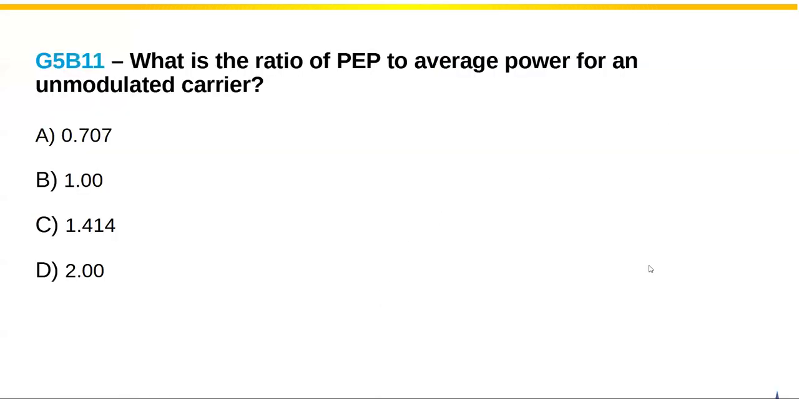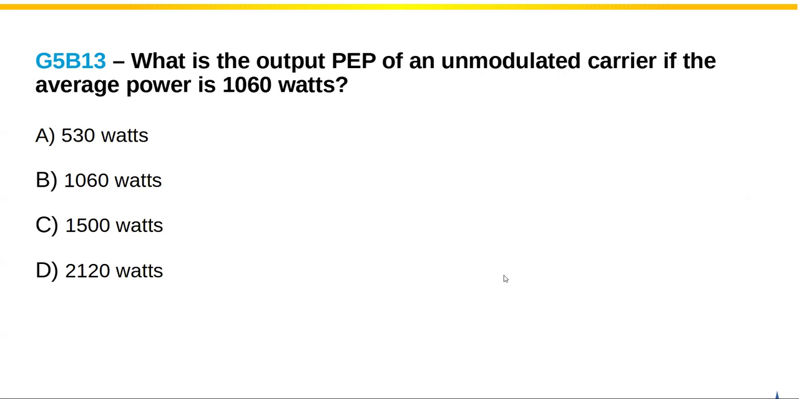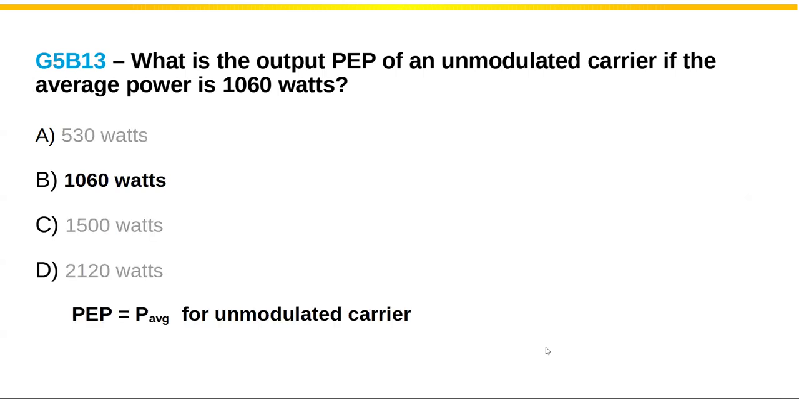So what is the ratio of peak envelope power to average power for an unmodulated carrier? It's not a trick question. Bravo? Bravo. What's the output peak envelope power of an unmodulated carrier if the average power is 1,060 watts? Bravo? Yep, Bravo.